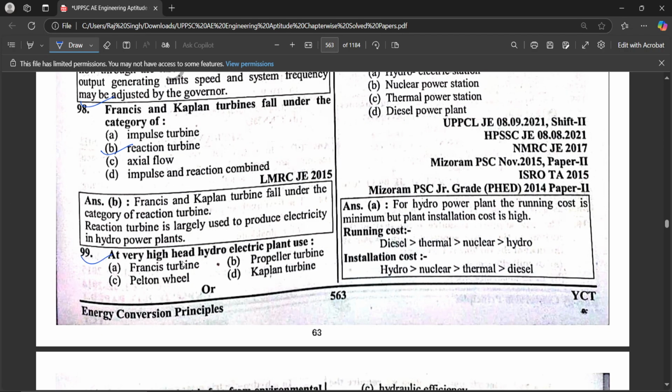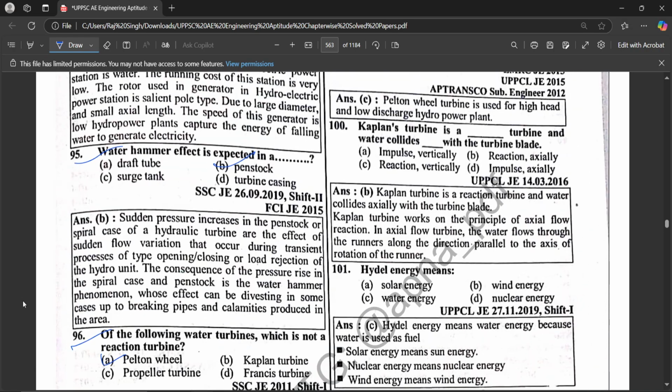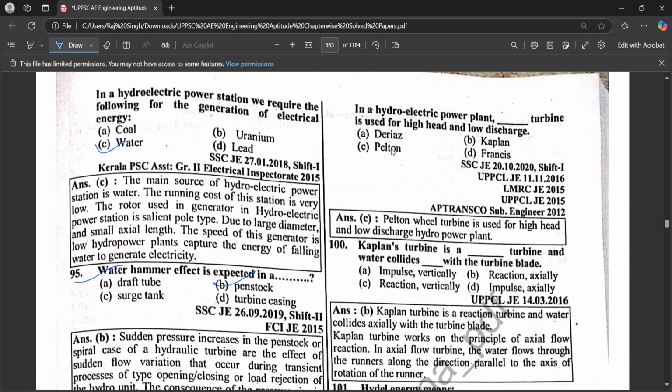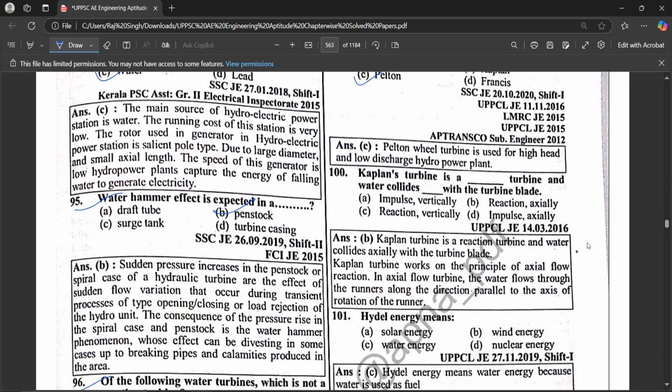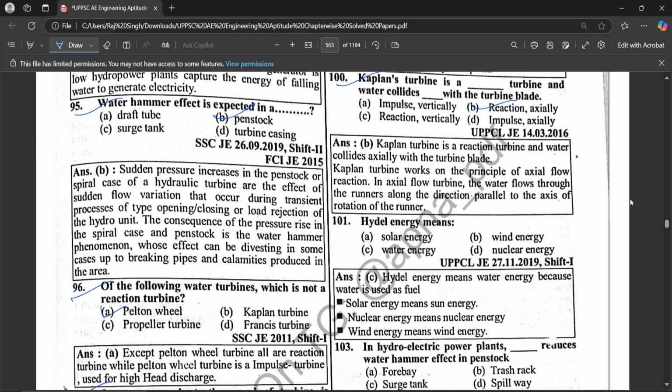At a very high head, a hydroelectric plant uses, I think C, Pelton. Okay, so C, if it is high head and low discharge, that is fine. Kaplan turbine is a reaction turbine and the water collides axially with the turbine blade. Hydel energy means water resource.